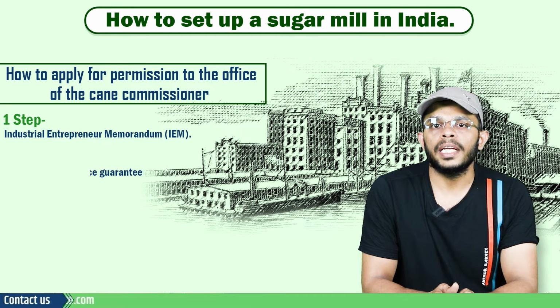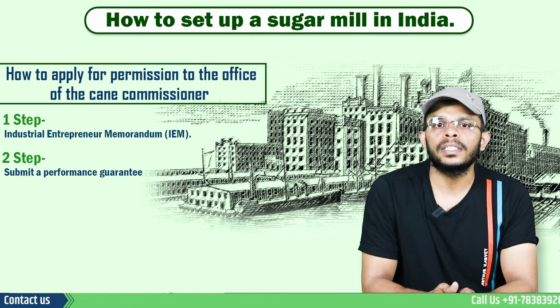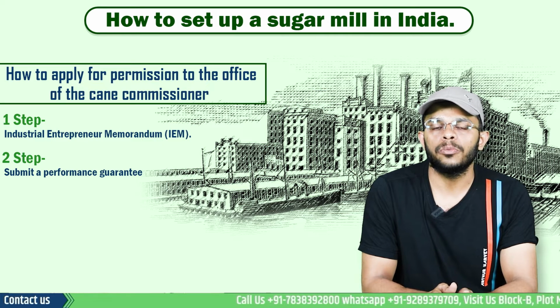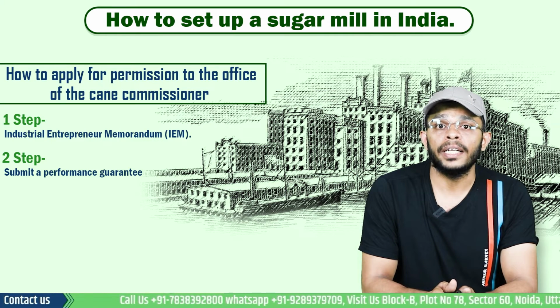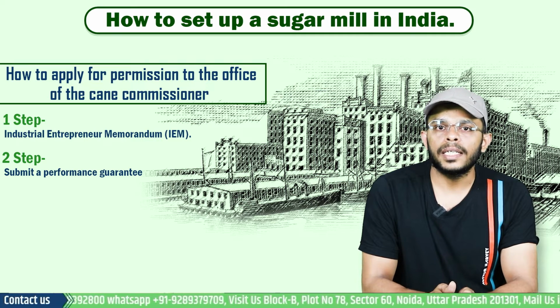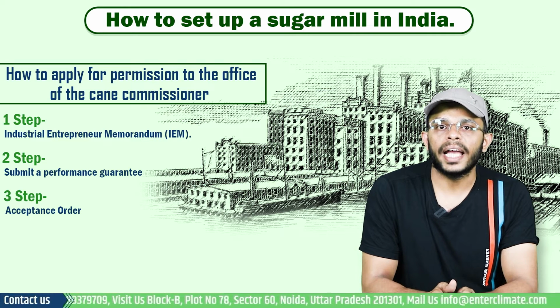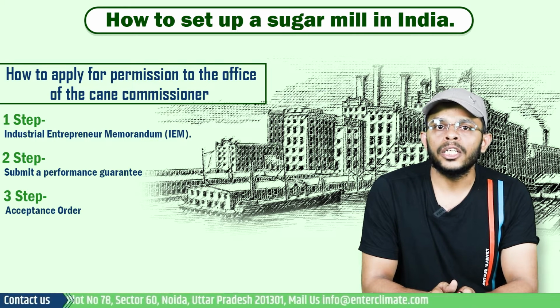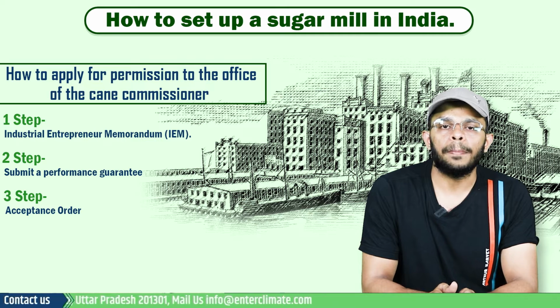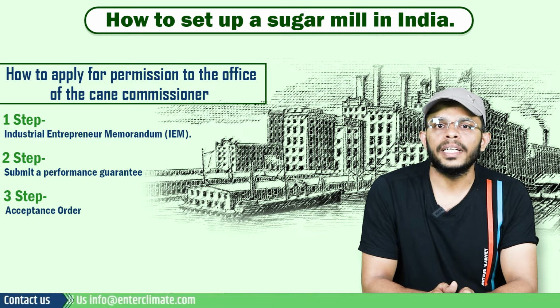In the second step, the applicant has to submit a performance guarantee to the Chief Director of Sugar, Department of Food and Public Distribution within 30 days of filing of the IEM. In the third step, which is after the submission of the bank guarantee, the government will issue an acceptance order to the applicant stating that the sugar mill has been entered in the record as new sugar factory.